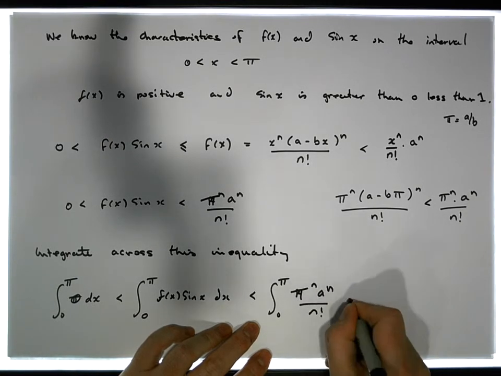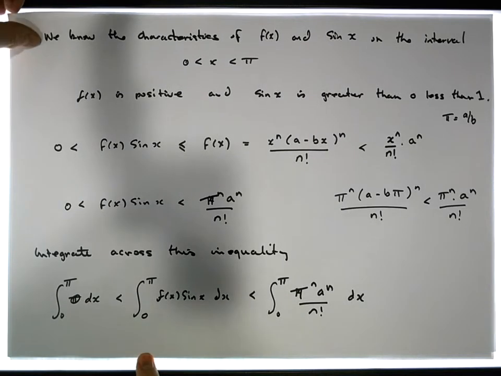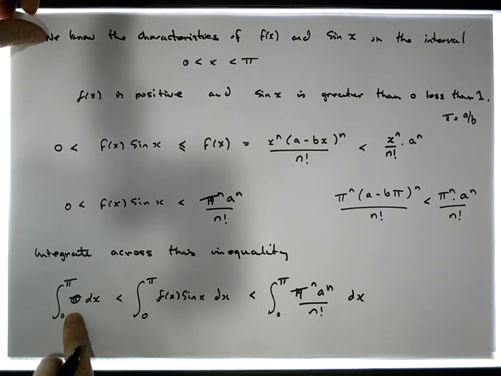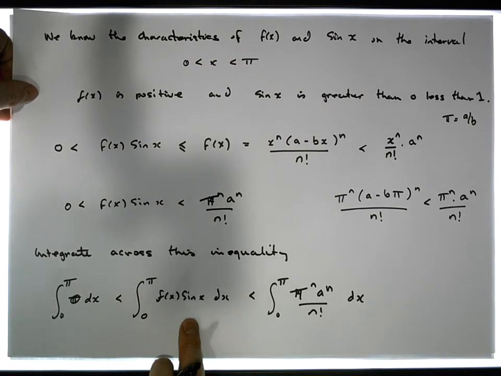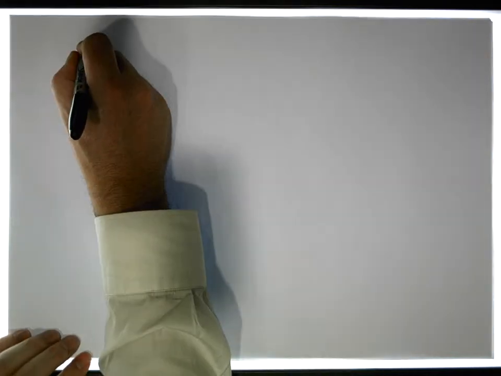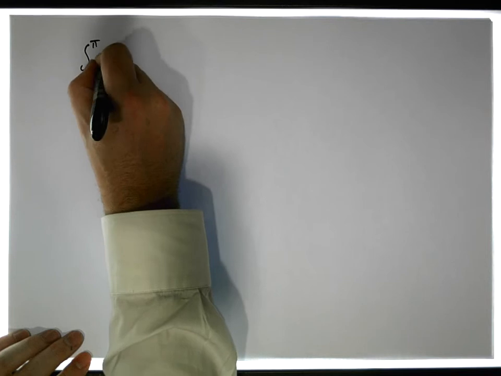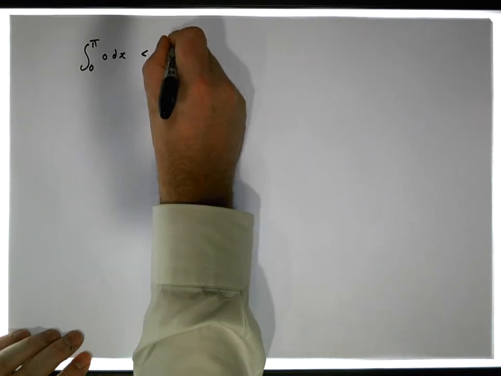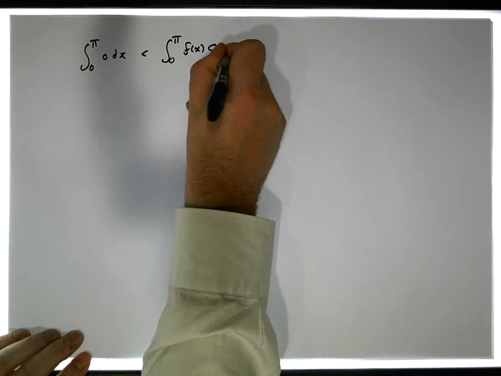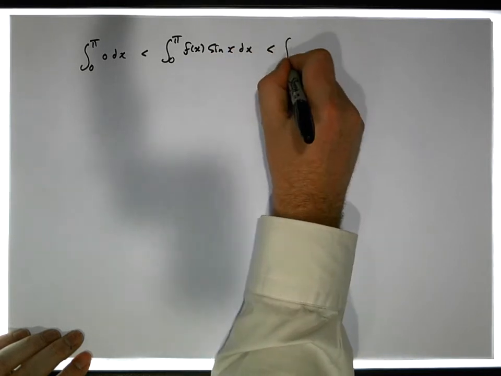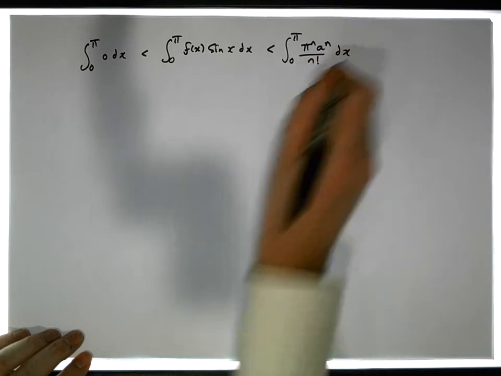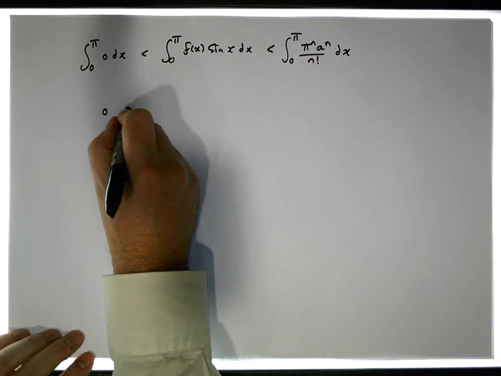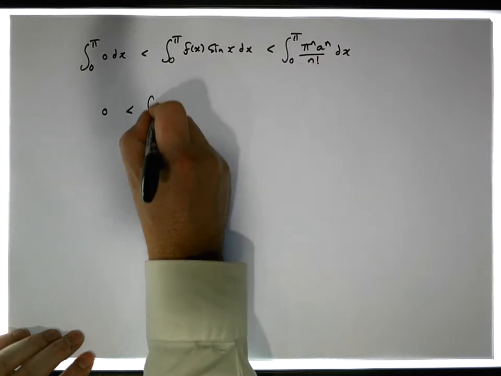So when we integrate this, the definite integral of 0 was just 0. Let's just leave this as is, because we figured this out earlier on, and we found out that it's an integer. So what we end up with is that this particular inequality becomes, let me write it down again: the integral from 0 to pi of 0 dx must be less than the integral from 0 to pi of f of x sine of x dx, which must be less than the integral from 0 to pi of pi to the n a to the n over n factorial dx. This here goes to 0, so this gives us 0 is less than, let's leave this as is, the integral from 0 to pi of f of x sine of x dx.